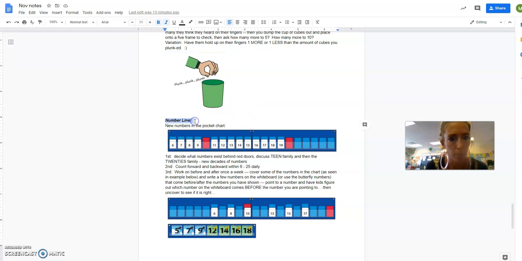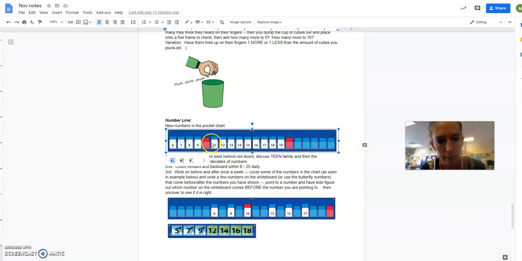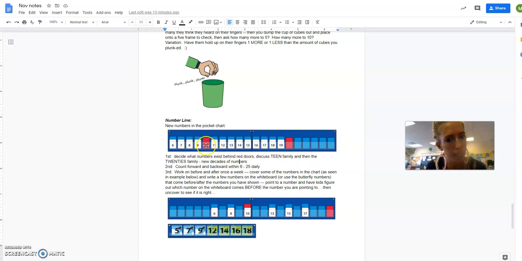Then the last thing is number line. Here is the new number line pockets starting at 6, keeping those tens numbers in red until you introduce it again and say, what's behind here? It's our tens number, which is our family of teens. And then we have our family of 20s. Okay? And then you show them 21 through 25.